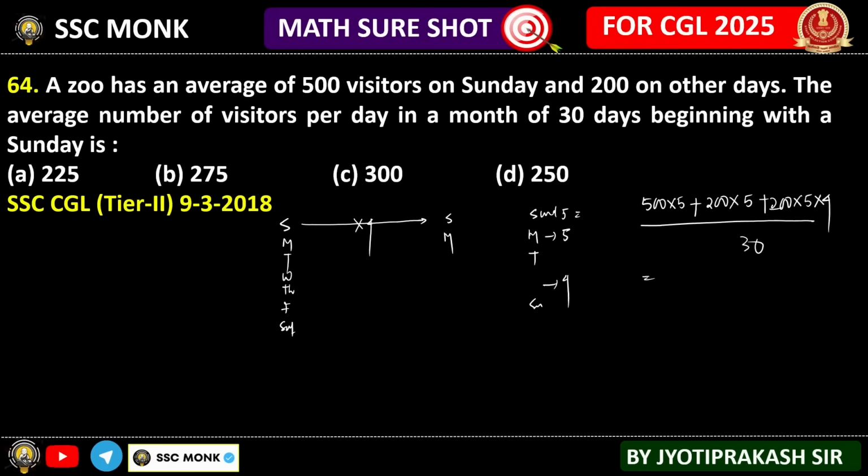500 into 5 is equal to 2500. 200 into 5 is equal to 1000, plus 5 4s are 20 into 200 is equal to 4000, divided by 30. 2500 plus 4000 is 6500, plus 1000 is 7500, divided by 30. Zero zero gone. 3 2s are 6, 15, 3 5s are 15, 0. So what is the total average?